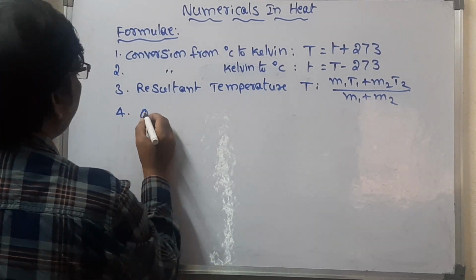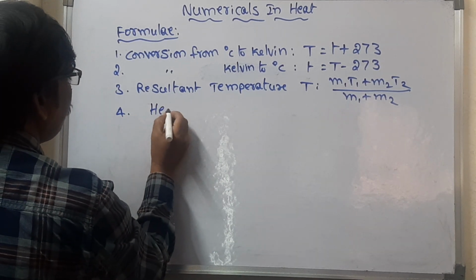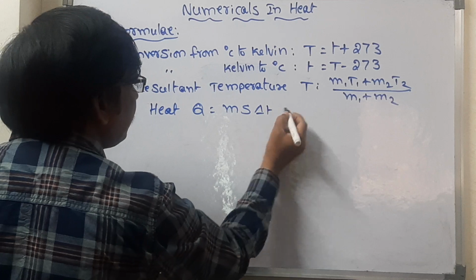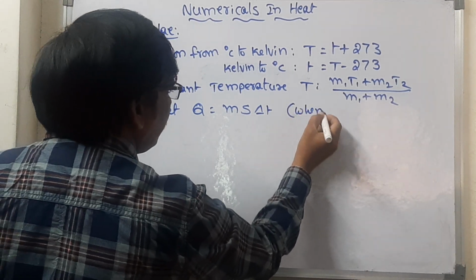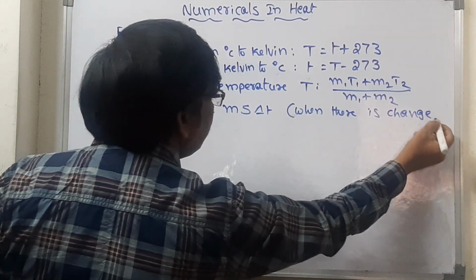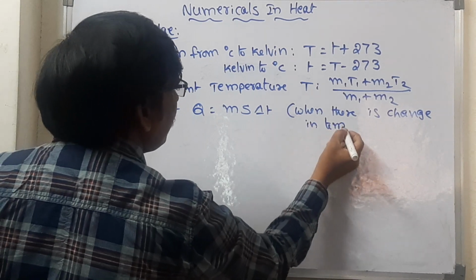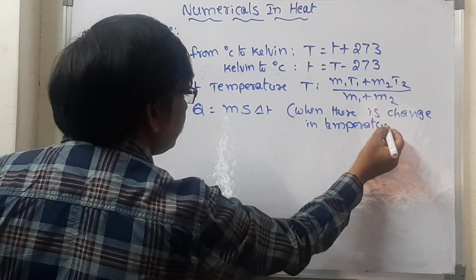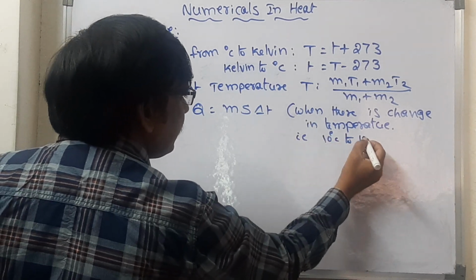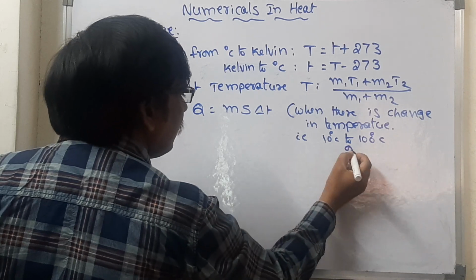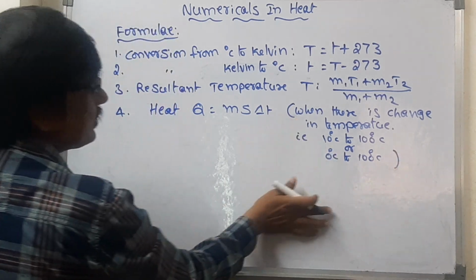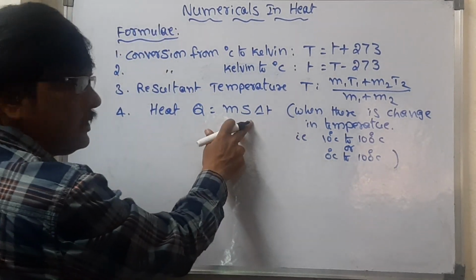Heat formula. Two formulas we can take. One is when there is a change in temperature: Q is equal to M S delta T. Change in temperature means, for example, the question is asked 10 degrees Celsius to 100 degrees Celsius, or 0 degrees Celsius to 100 degrees Celsius. This is what we call a change in temperature. Whenever there is a change in temperature, we have to use this formula.